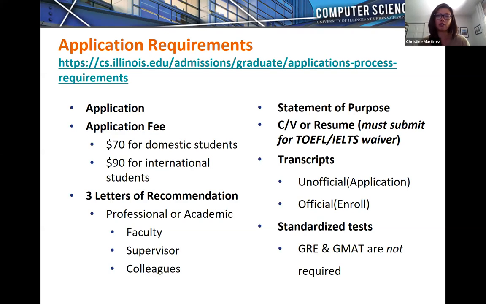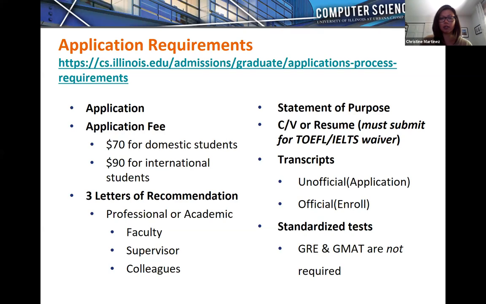And as John had mentioned, for the application, only an unofficial transcript is required. So if you can copy and scan that in. But if you are offered admission and enrolled in the program, you will be required to submit official transcripts. And for international students, sometimes that can take a while for them to procure those official documents. So we just want to make you aware that you will be required to submit that information. So just start thinking about how long it might take for you to submit that.